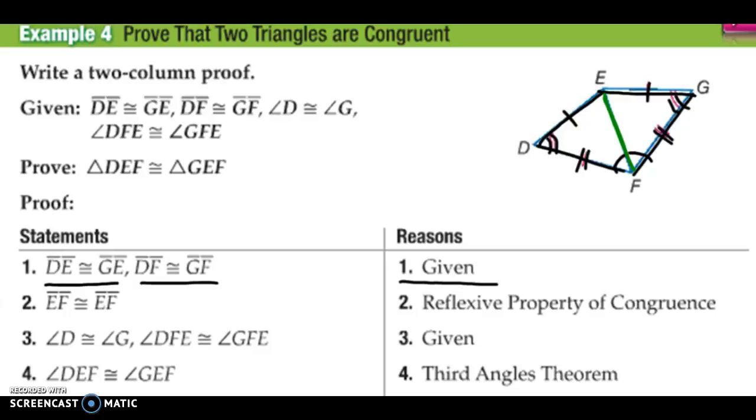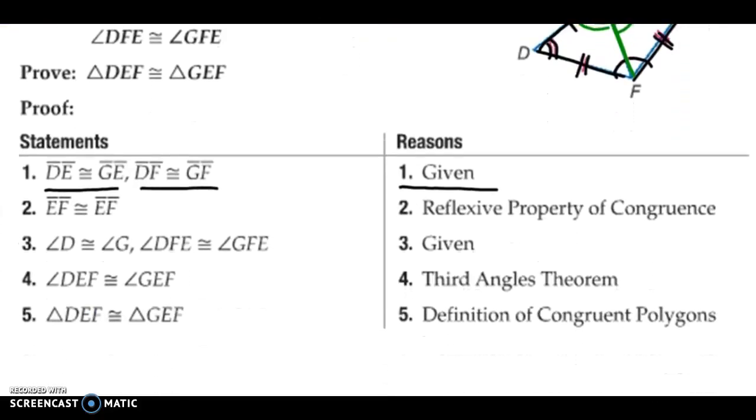Again, given information. So that would mean, obviously, that angle DEF right here would have to be congruent to angle GEF. Why? Well, the third angle theorem would say that if two angles are congruent to two angles in another triangle, the third one's going to have to be. So then finally, if all three sides are congruent, if all three angles are congruent, then by the definition of congruent polygons, the triangles are going to be congruent.